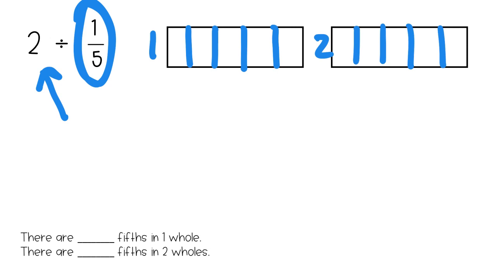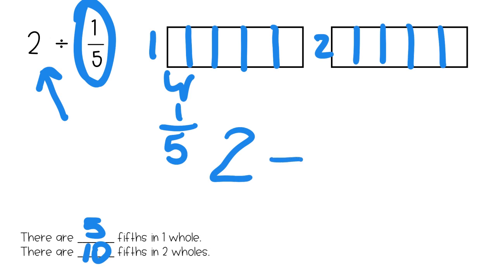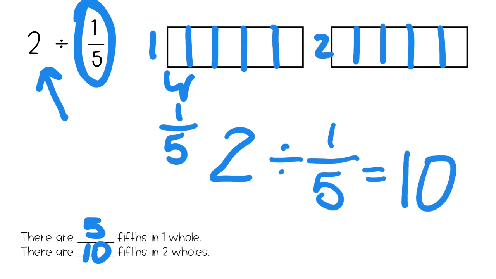There are blank fifths in one whole. How many fifths are here? Each of these is 1/5. So there's 1, 2, 3, 4, 5. There are 5/5 in one whole. So in 2 wholes, how many are there? There are 10/5 in 2 wholes. So 2 divided by 1/5 equals 10.